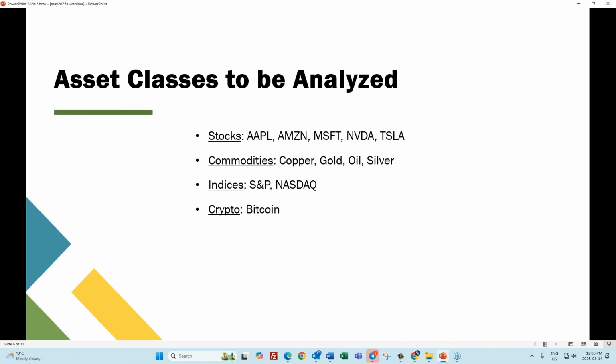These are the asset classes that are going to be analyzed. In stocks: Apple, Amazon, Microsoft, Nvidia, and Tesla. For commodities: copper, gold, oil, silver. Indices: S&P, NASDAQ. And for crypto, he'll be doing Bitcoin. He may change these up. Maybe somebody wants an analysis done on, I don't know, Google or something. This is the kind of stuff he'll be able to look at from time to time as well.